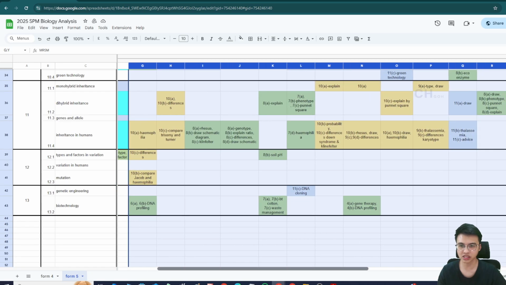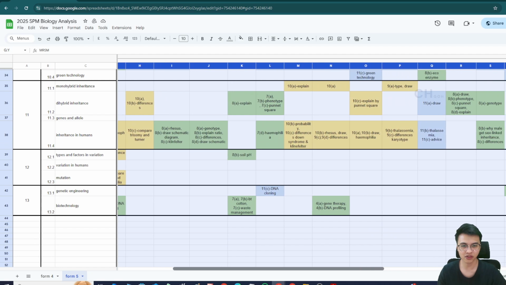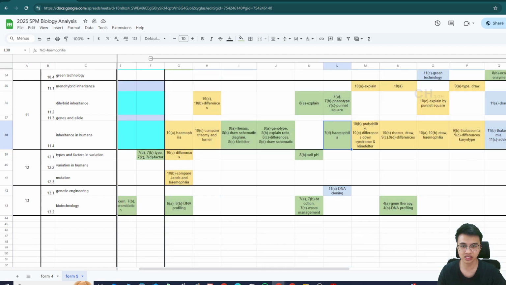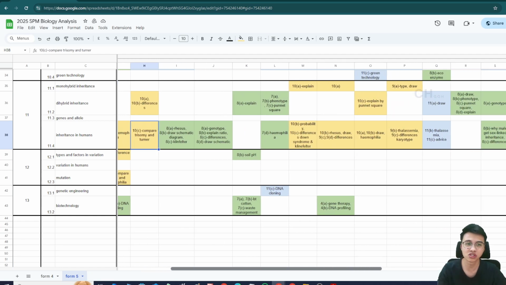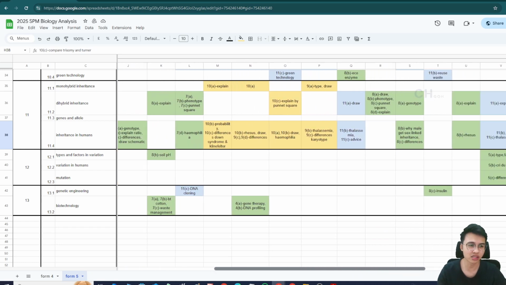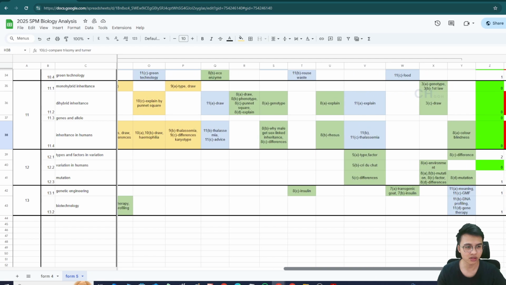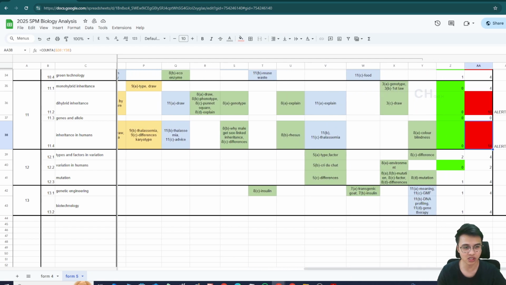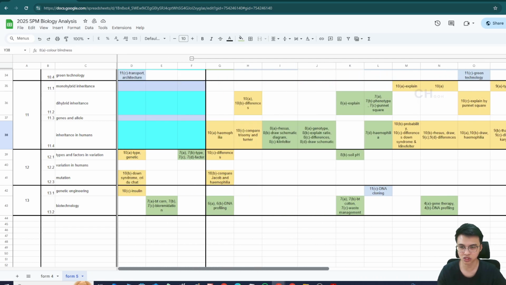For inheritance in humans, we have a lot of hemophilia here. And then we have trisomy, Turner. Now guys, Turner syndrome, Klinefelter, all these diseases and mutations, you really need to understand and memorize the characteristics as well, because it came out 14 times in the trial papers and none of the questions came out in your SPM before. Like rhesus, thalassemia, color blindness. All these diseases you need to know.